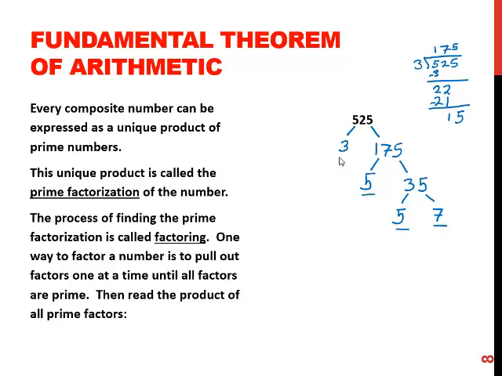So 525 is going to be the product of these last numbers, the ends of all these branches, 3 times 5 times 5 times 7, or 3 times 5 squared times 7. That is the prime factorization of 525.